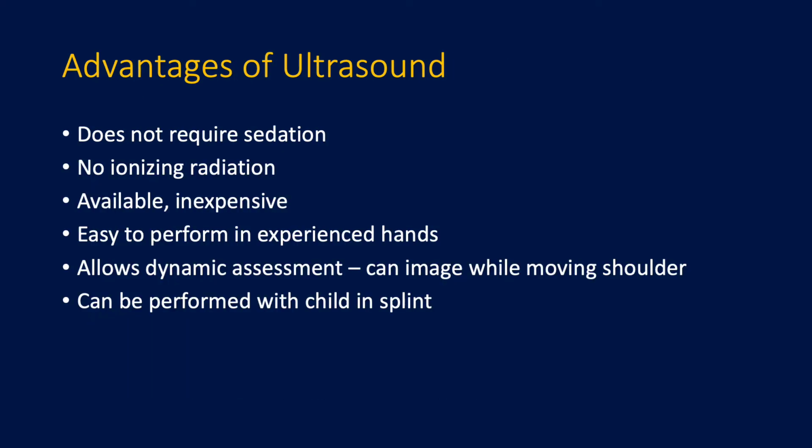There are many advantages to performing ultrasound over other imaging studies. It does not require sedation. There is no ionizing radiation. It is available and inexpensive. It's easy to perform in experienced hands. And very importantly, it allows a dynamic assessment. We can image with ultrasound while we are moving the shoulder from external to internal rotation or from internal to external rotation. And we can perform ultrasound with the child in a splint or within a cast.